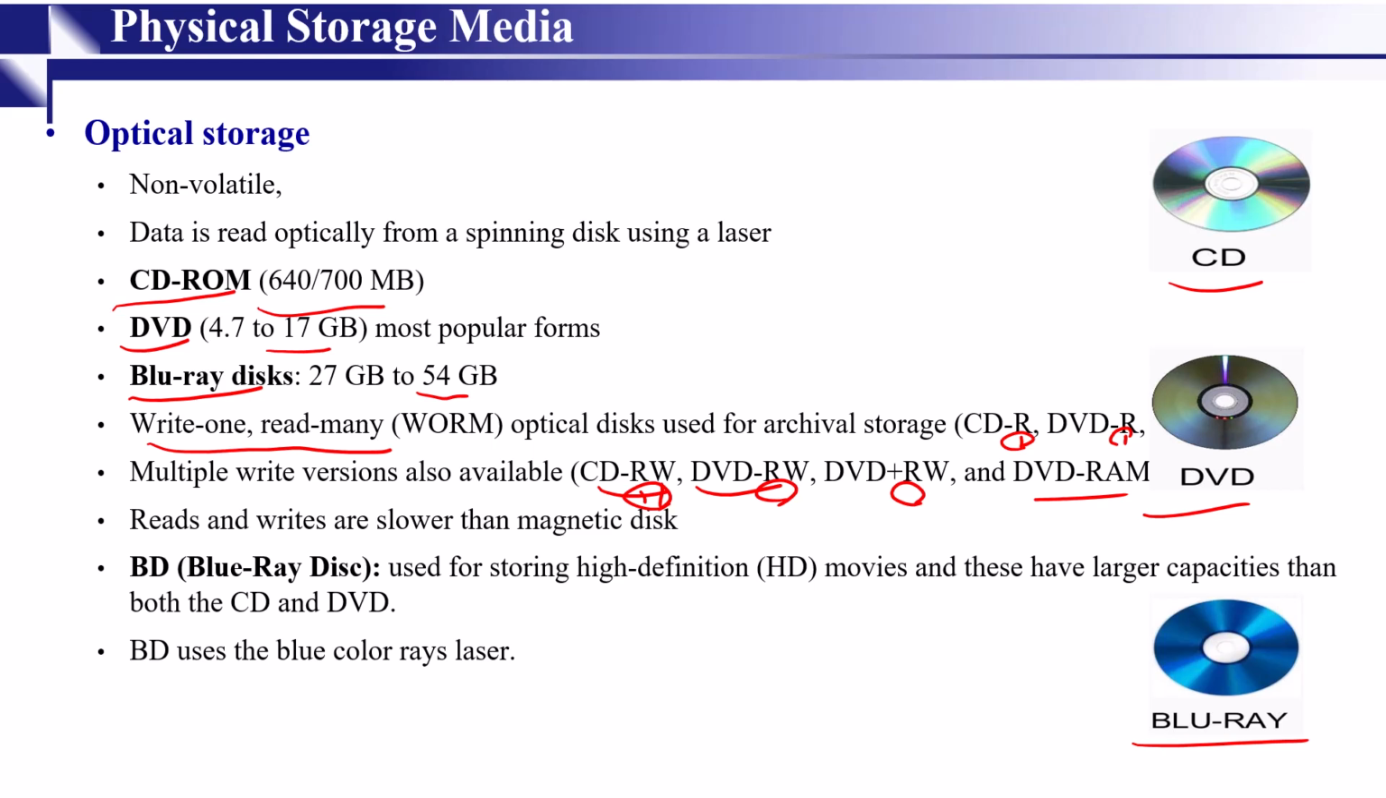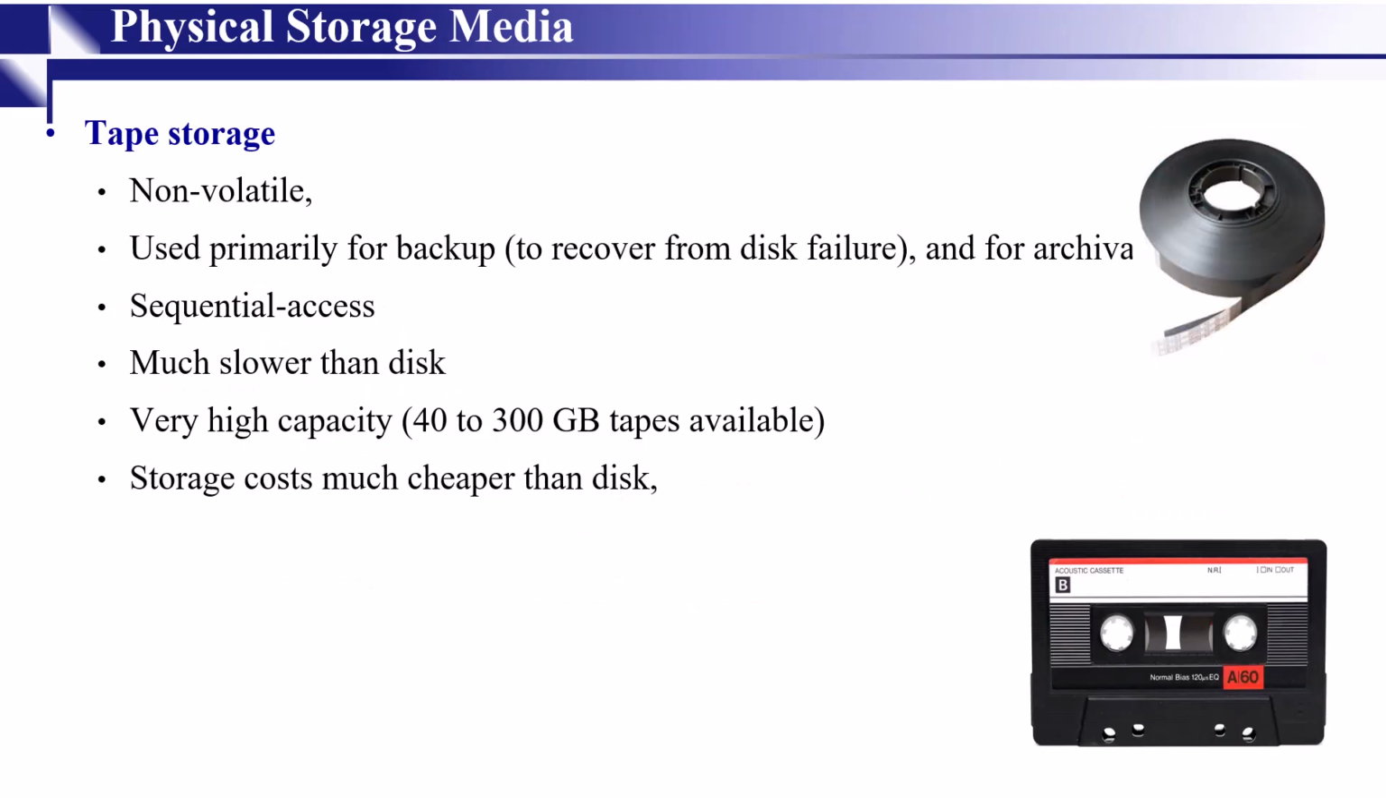So then we also have, as I said, Blu-ray disc, BD. In particular, these are widely used for high definition movies because they need more capacity, and they have significantly larger capacity than CD and DVD. In Blu-ray, they normally use a blue laser, which has a shorter wavelength than the red laser used in CD and DVD.